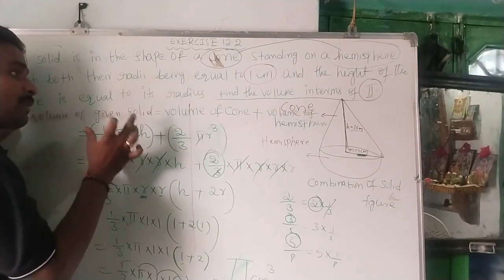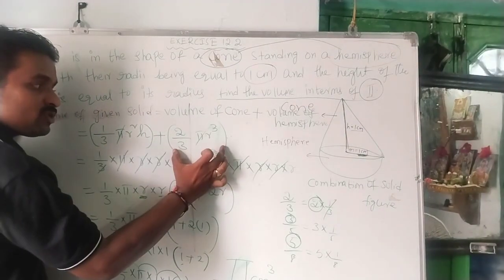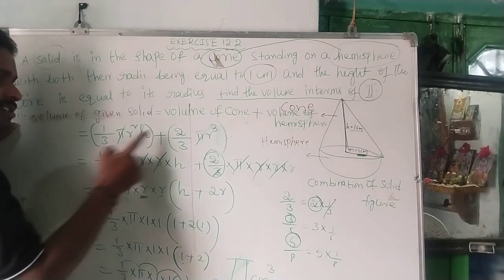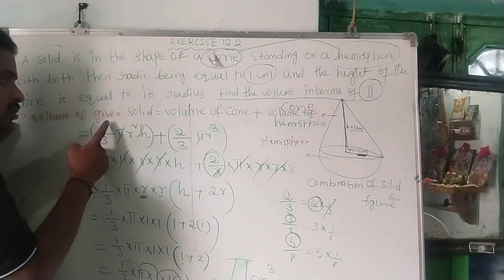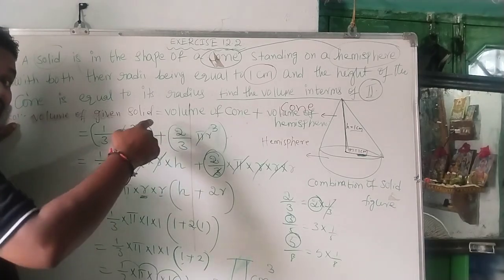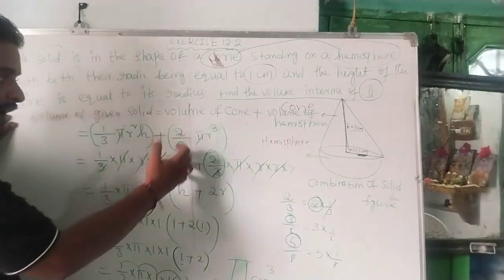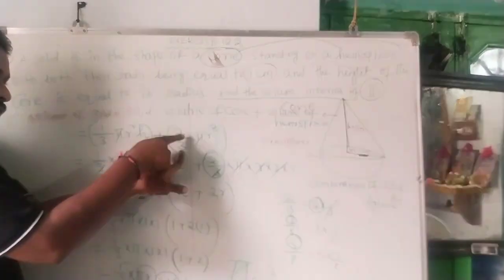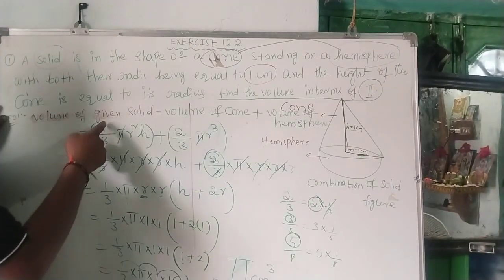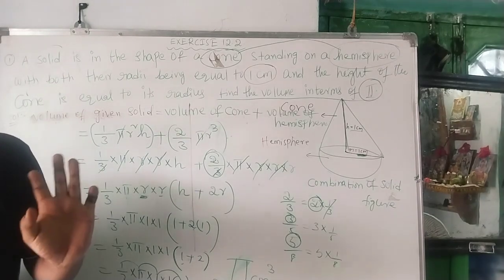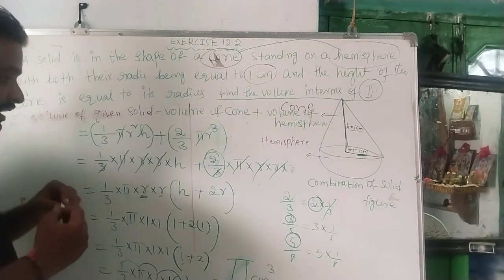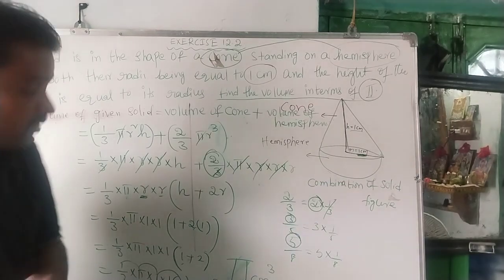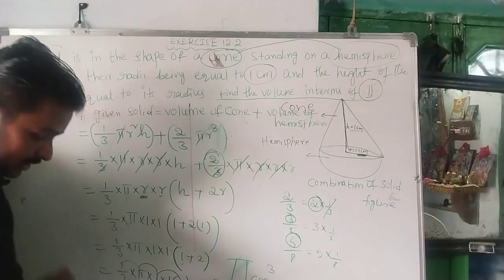What are the common terms in the volume of cone and the volume of hemisphere? Very simple: 1 by 3 and 2 by 3. Both are in fraction form. In 2 by 3, we can find 1 by 3. 2 by 3 means 2 into 1 by 3. So, can we find 1 by 3 as common? Yes. So I have taken 1 by 3 from both terms.